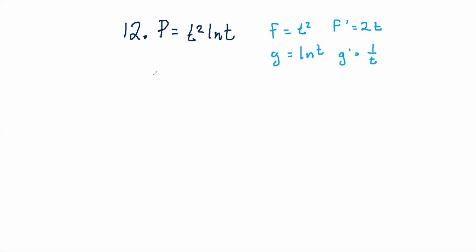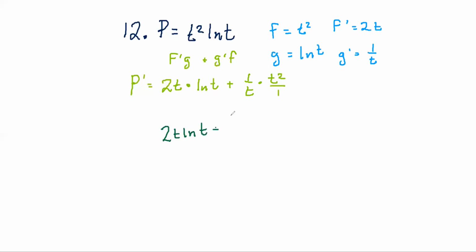So we're going to put these all together. We're going to say that P prime is equal to F prime G plus G prime F. This is going to be 2T times natural log T plus 1 over T times T squared. And this is just T squared over 1. So to simplify it, we're going to say this is 2T natural log T plus T squared over T. And what we can do is divide out by 1T. So the answer is 2T ln T plus T, because T squared divided by T is just T.